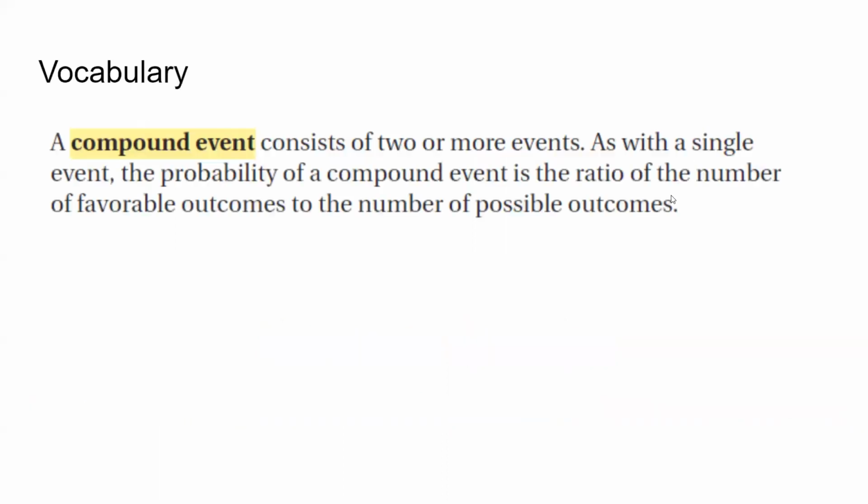So we've got one more vocabulary word to learn today, and that is compound event. A compound event consists of two or more events, so we have to have more than one. As with a single event, the probability of a compound event is the ratio, meaning fraction, of the number of favorable outcomes to the number of possible outcomes. And so this is getting back to that theoretical and experimental probability that we were talking about, with the ratio of the favorable outcomes to the number of possible outcomes.